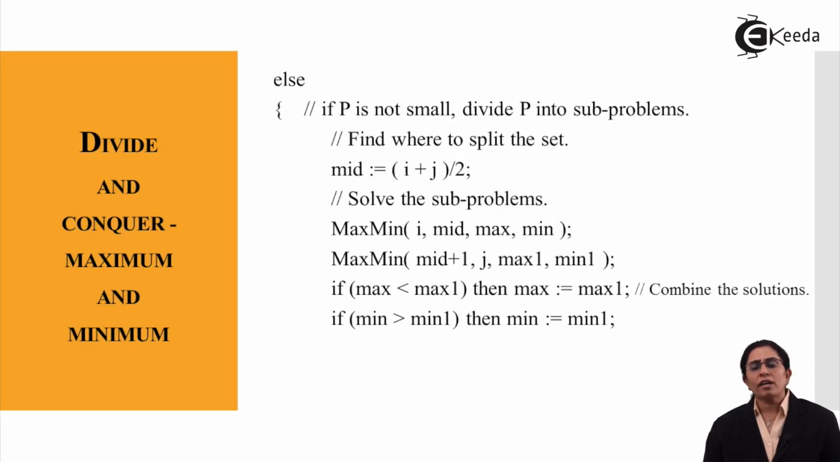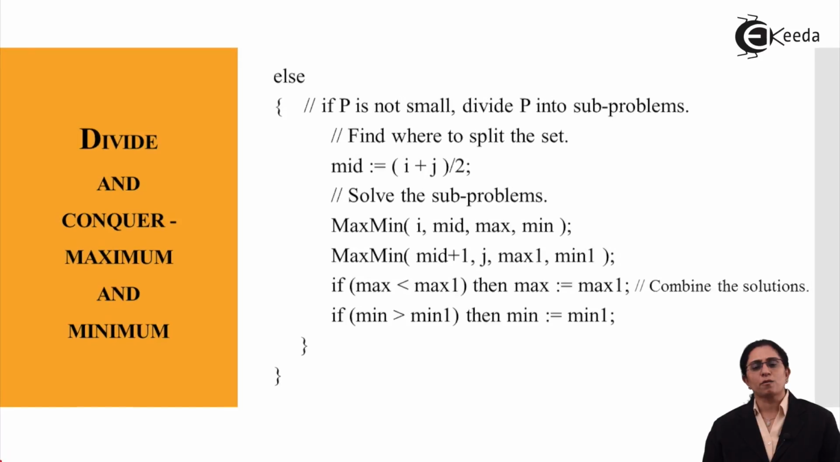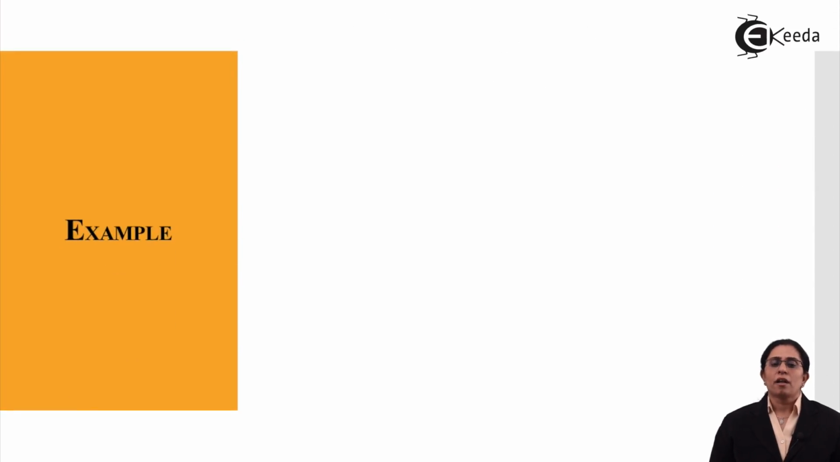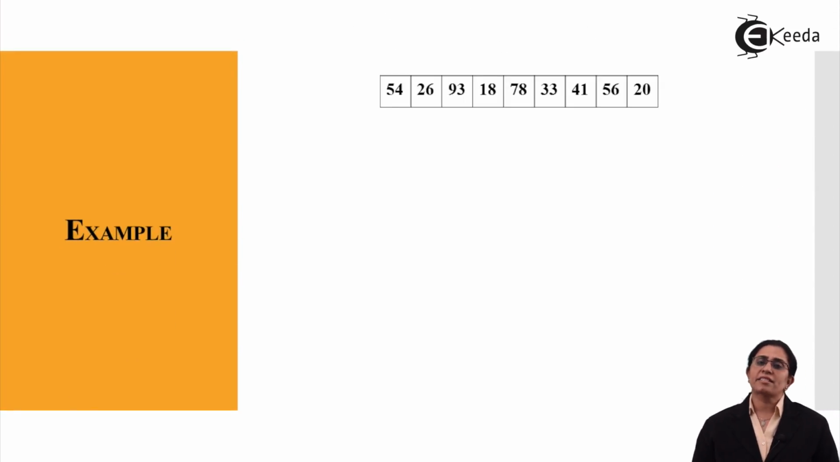That is, whatever is the value from the left hand side of my subarray, if that is greater than min1, then I replace the value of min by the right subarray's min1. And this loop will continue in a recursive manner till I find the minimum and maximum from my array list. Now, let's see the example.